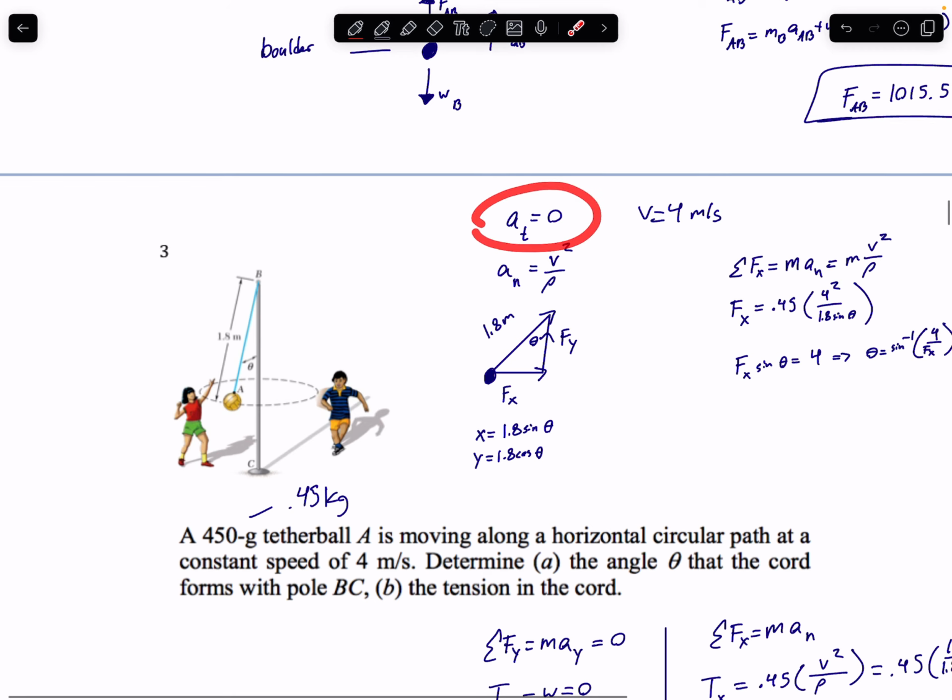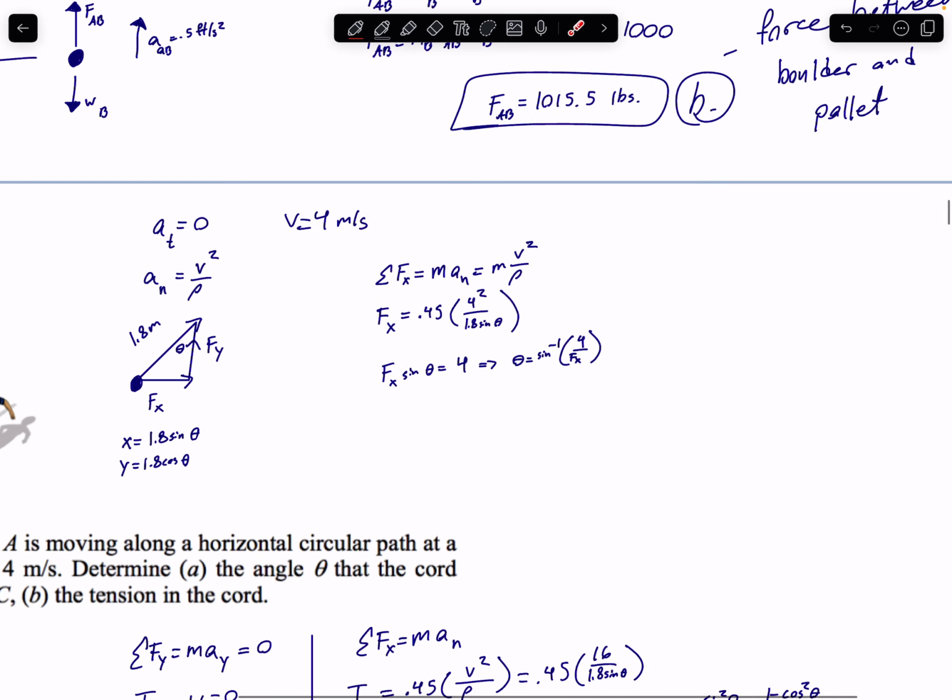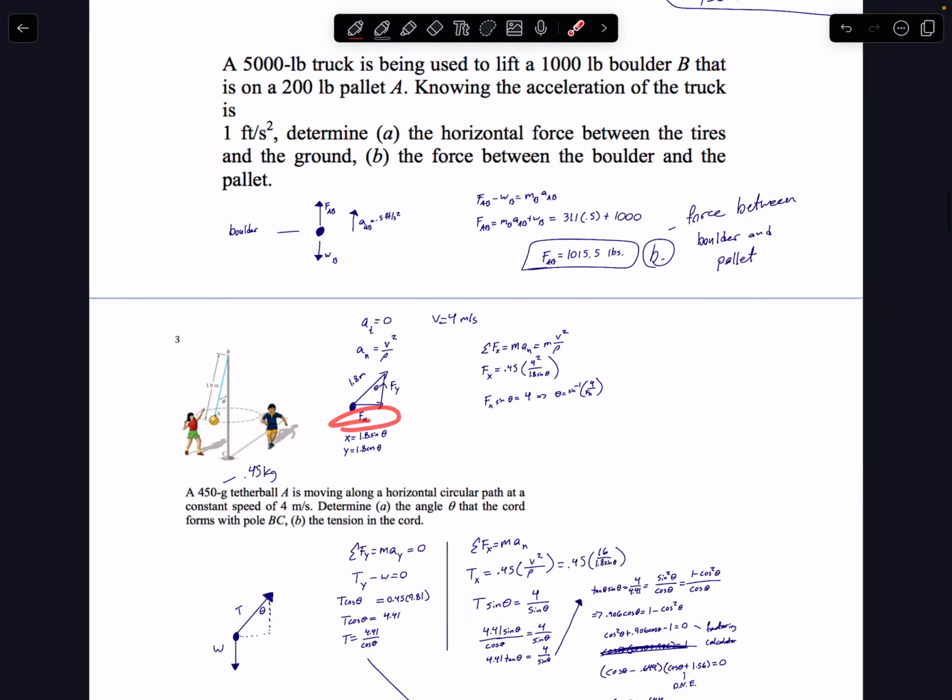And so, as I said, tangent acceleration equals 0, and we know that the normal acceleration is equal to the velocity squared over the radius. And so we know that velocity is equal to 4 meters per second. And so in the x direction, we know the acceleration is only normal, or it always is. And so we know that it's the mass times the normal acceleration is equal to the net forces, and we only have one force in the x direction.